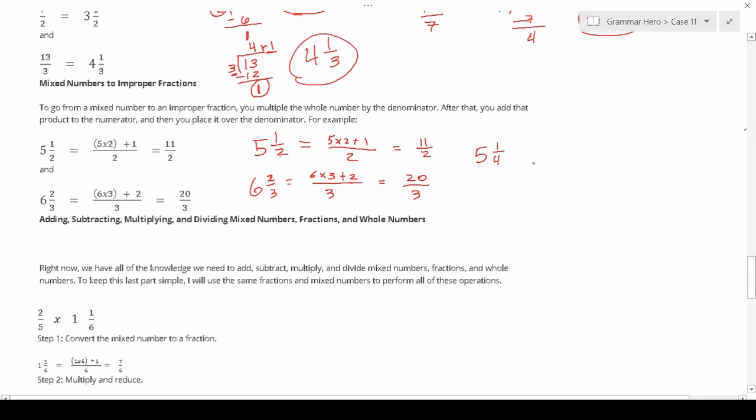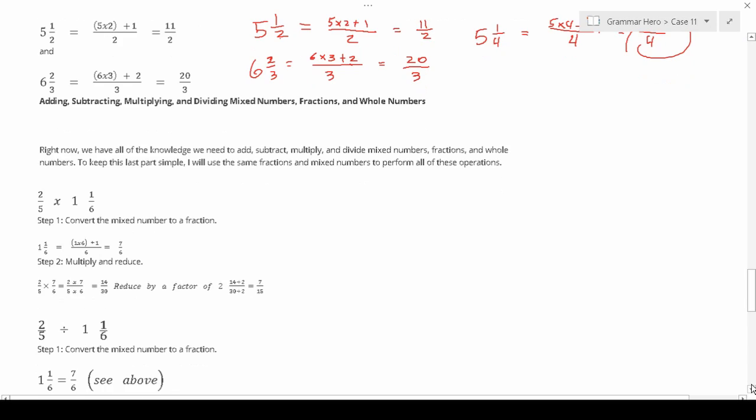So again, algorithm. Whole number times denominator plus numerator all over denominator. So let's go ahead and put our denominator down. Whole number times denominator, that's 5 times 4, plus numerator, that's 1. 5 times 4 is 20, plus 1 is 21 over 4. Okay?